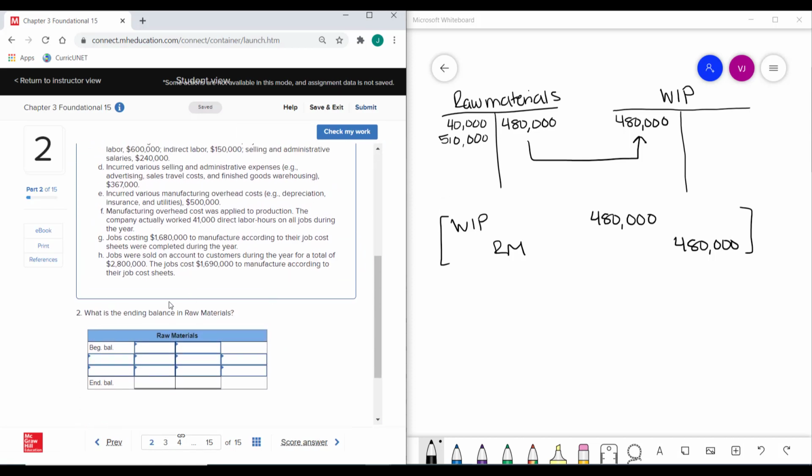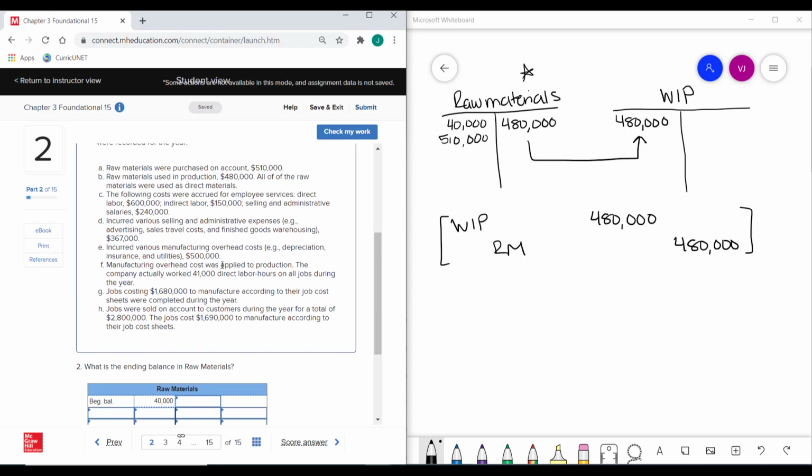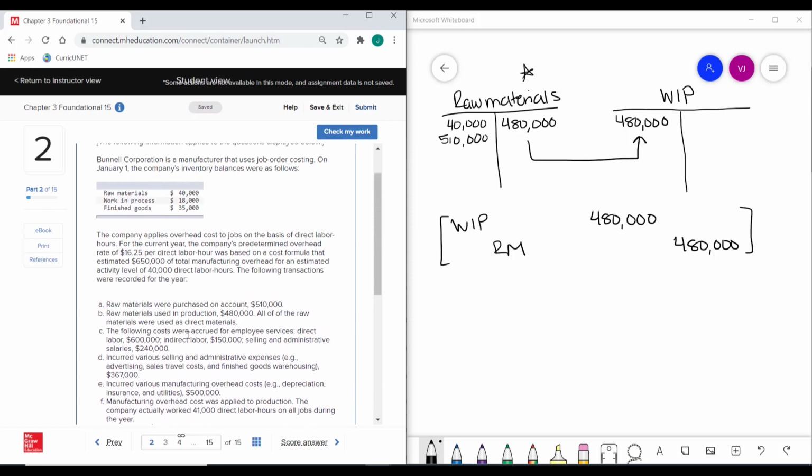Okay. Number 2, what is the ending balance in raw materials? Well, looks like we almost did most of the work, right? We just filled in this T account here in the whiteboard. So now we're just going to have to fill in this T account for raw materials. So remember, they told us we started with 40,000. And I found that up here.